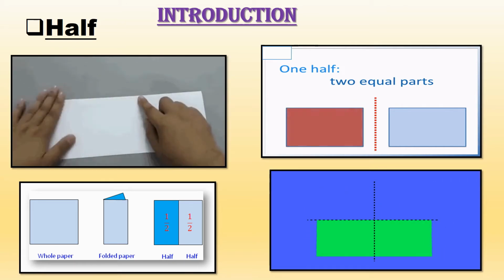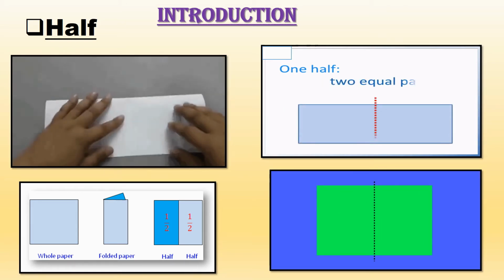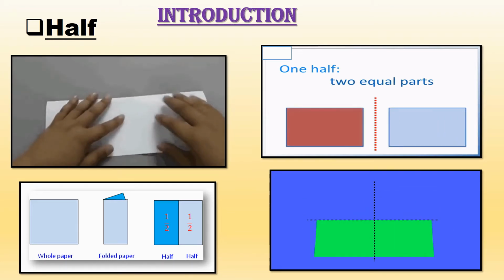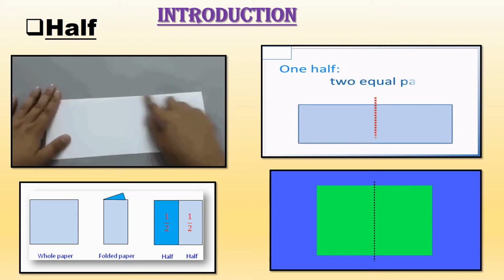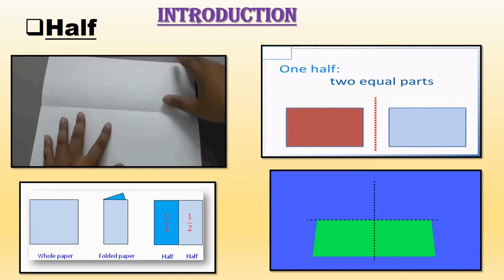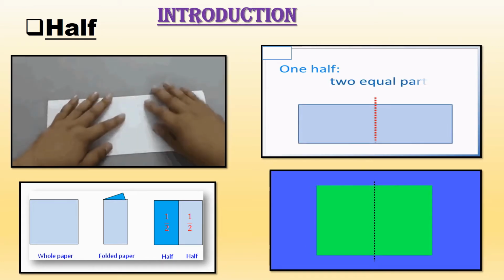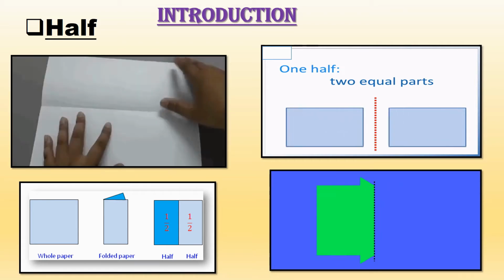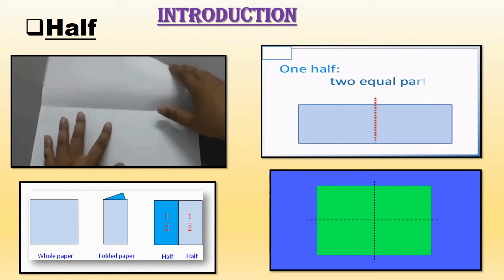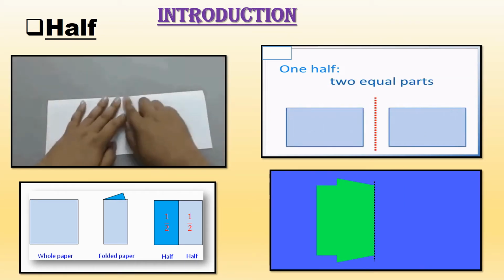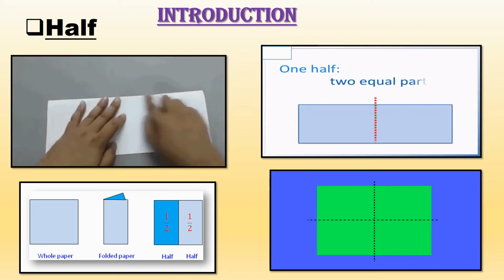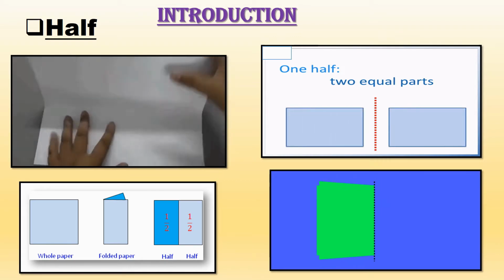Students, do you know that when we fold a paper for making a half and open it, the parts on both sides are equal? The fold along the dotted line in the rectangle divides it into two parts, then each of the parts is one half of that object. One half of the whole is shown by the fraction 1/2.